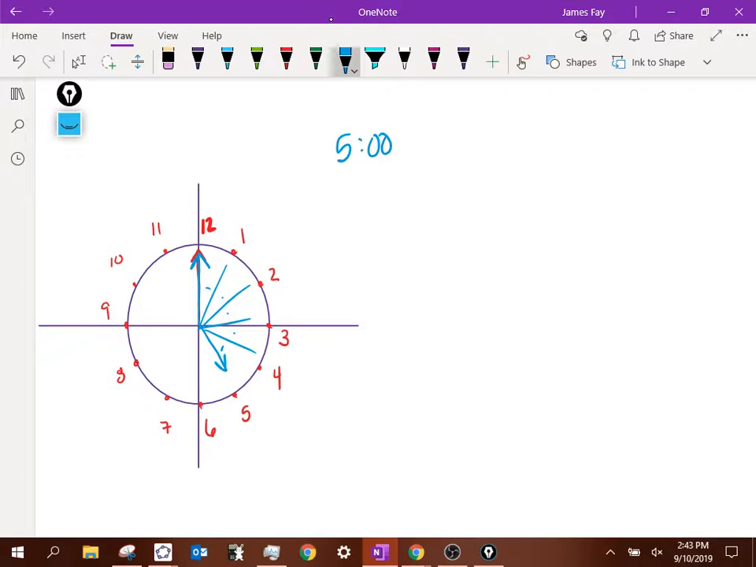But we should be able to still find that angle. What's your guess for that one? So 5:20, it'd be pretty close. It'd be very small.